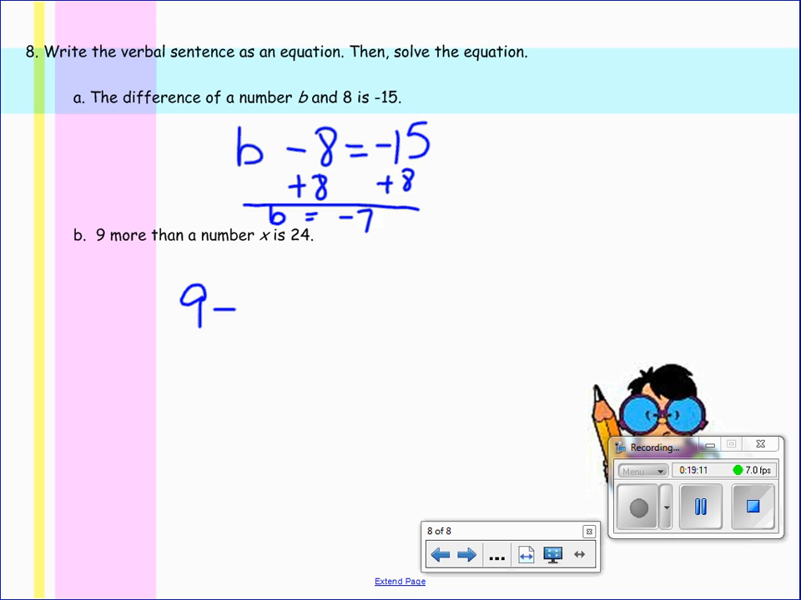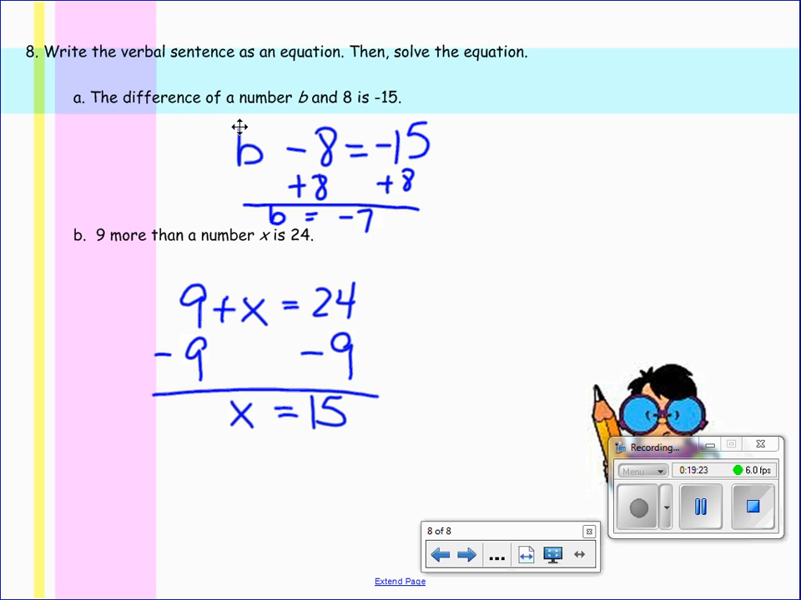9 more than a number x is 24. Inverse operation. So remember, when solving addition and subtraction equations, we will be using the inverse operation.